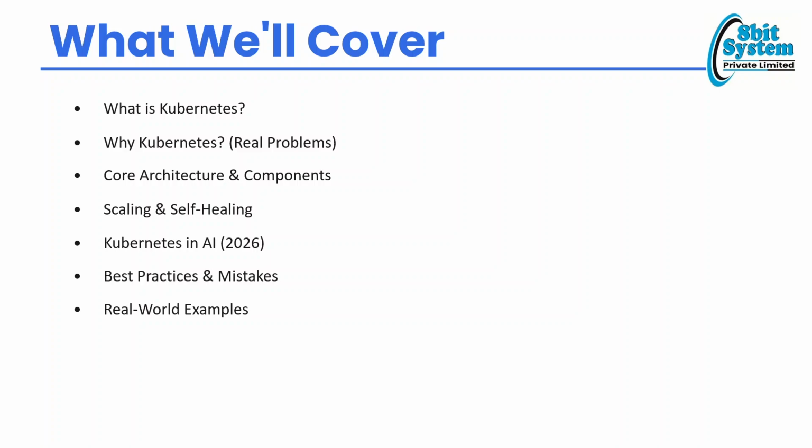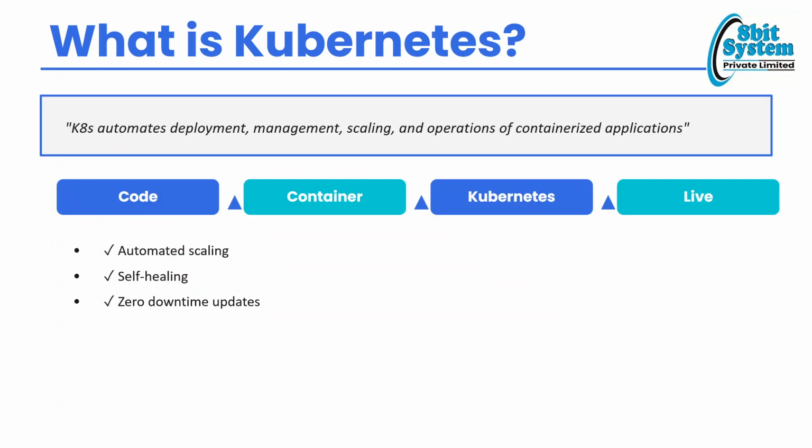So let's go. What is Kubernetes? Kubernetes, or K8s, is a container orchestration platform that automates deployment, management, scaling, and operations of containerized applications. Think of it this way. Docker is like a shipping container. It packages your application. Kubernetes is like the entire port system that manages thousands of those containers.